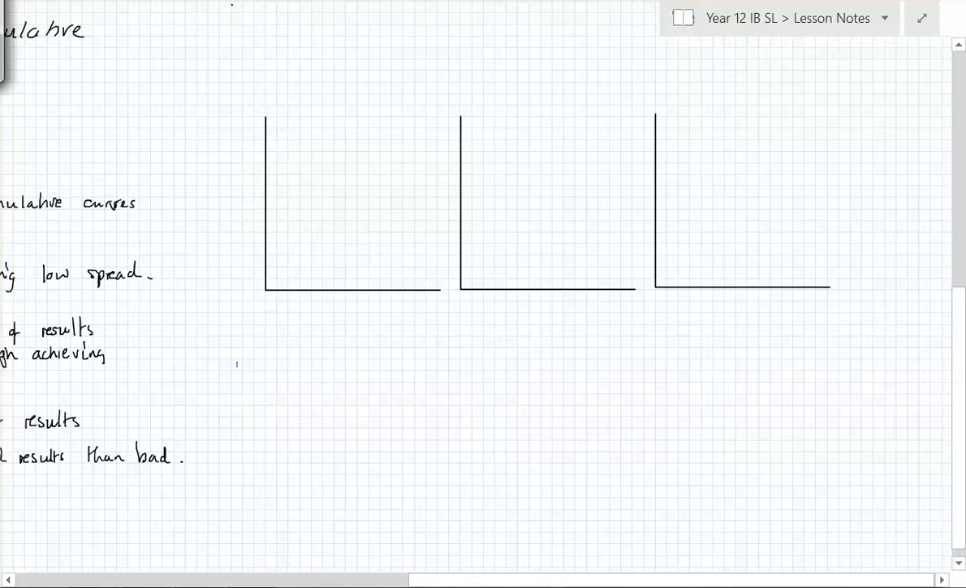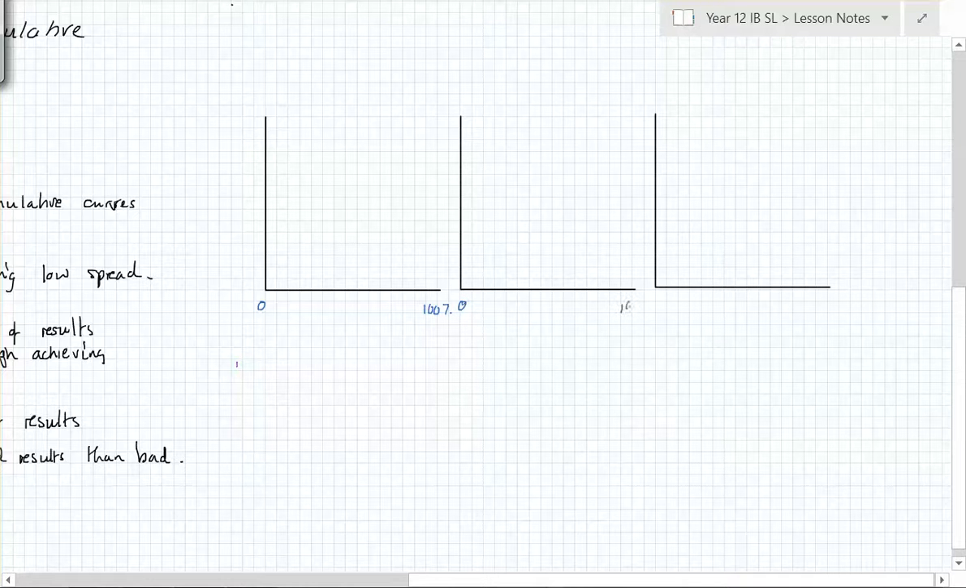Let's have a quick chat then, guys. So, first graph. For me, let's assume that we've got 0 to 100% test results on both of them.